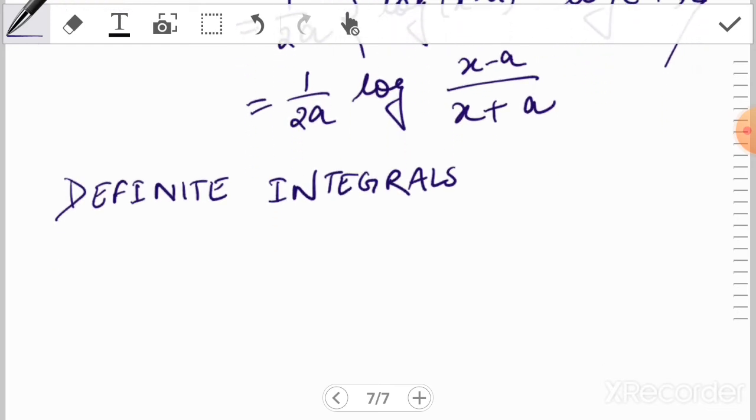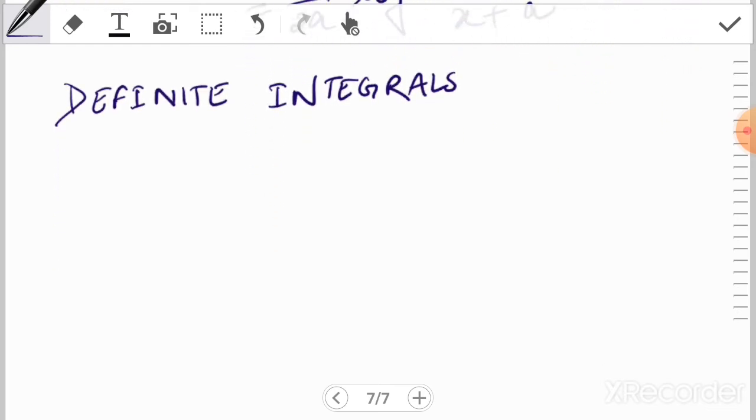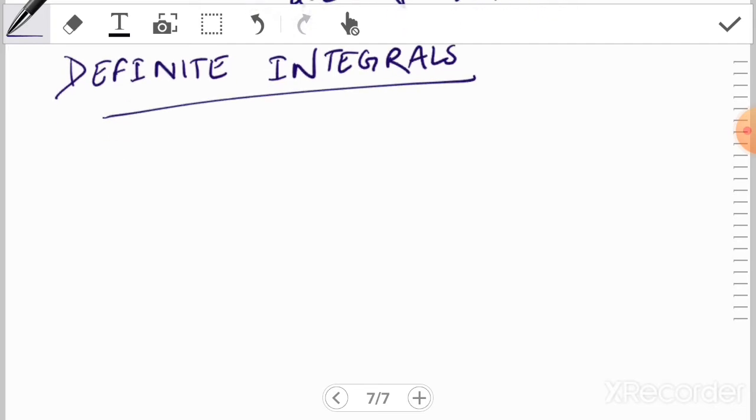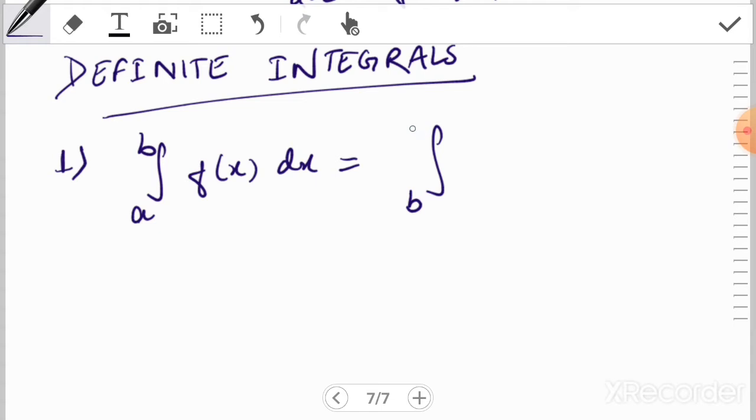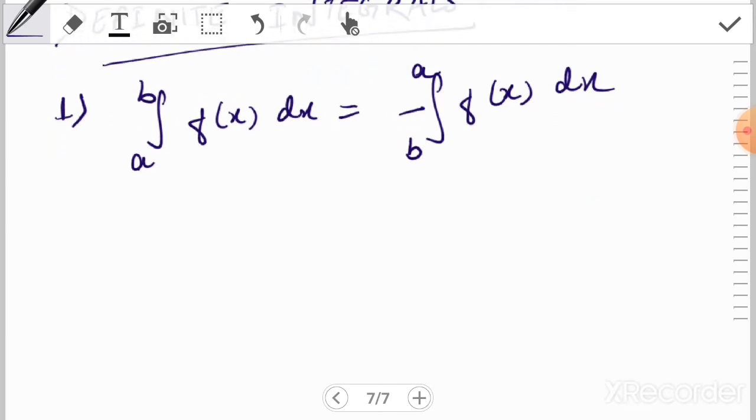So there are a few fundamental properties of definite integrals. First one: the integral from a to b of f(x) dx is equal to minus the integral from b to a of f(x) dx. If you interchange the limits, it will change the sign of the integral. Interchanging the limits of a definite integral does not change the absolute value but changes the sign of the integral, right?